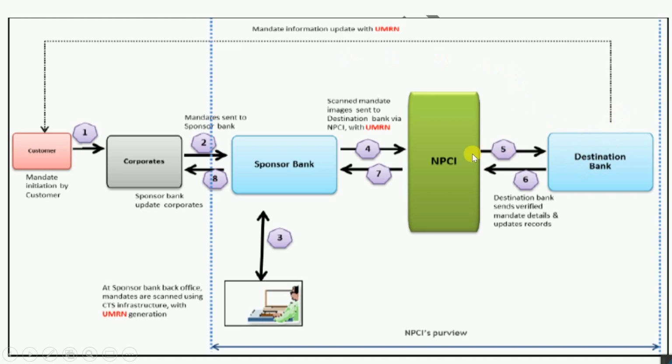The information then goes to NPCI, which cancels this mandate. NPCI sends that information to the sponsor bank. The sponsor bank sends that information to the corporate, that the customer has declined or revoked the authorization or has mentioned that this is a fraud transaction.